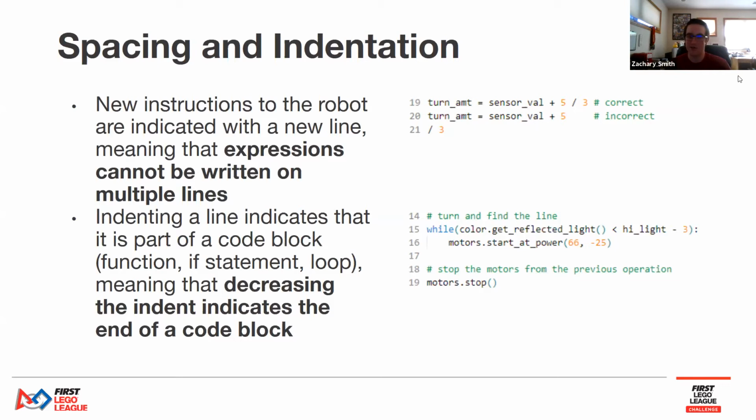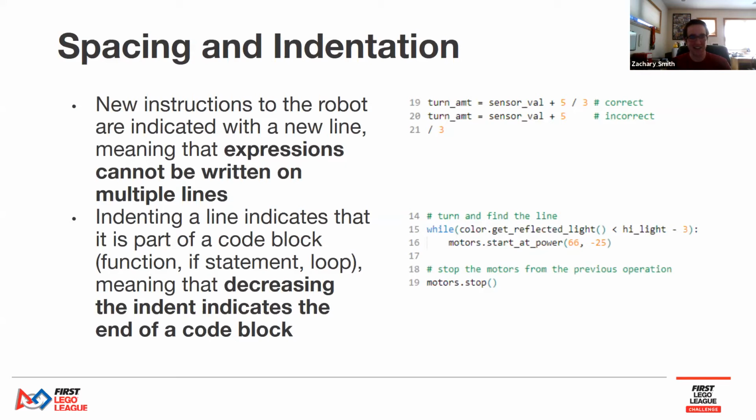You can see an example of that here on the right-hand side. The first line, line 19, that assigns the turn amount variable, the sensor value plus 5 divided by 3, is correct, but lines 20 and 21 are incorrect because the divide by 3 is on a new line, meaning that it will run turn amount equals sensor value plus 5, assign that into turn amount, which we'll go over variables a little bit more later. And then it's going to try to run the divide by 3. It has no idea what to divide by 3, so it'll print out an error saying, I believe, operand unfound.